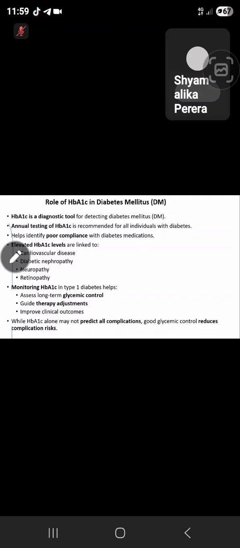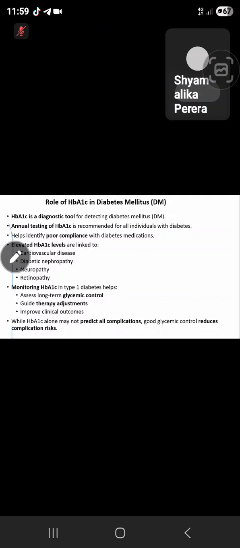Monitoring HbA1c in type 1 diabetes patients will help you assess long-term glycemic control, and it will guide you to change the drug levels. Based on your HbA1c report, you can change your therapeutic levels, and then it will improve your clinical outcomes.